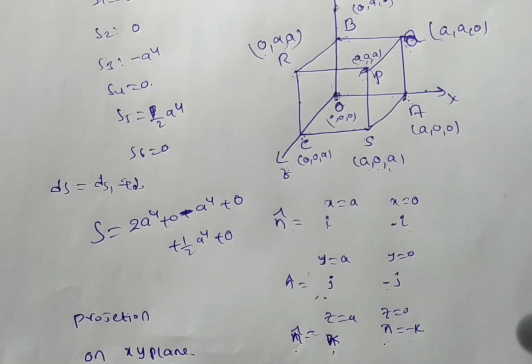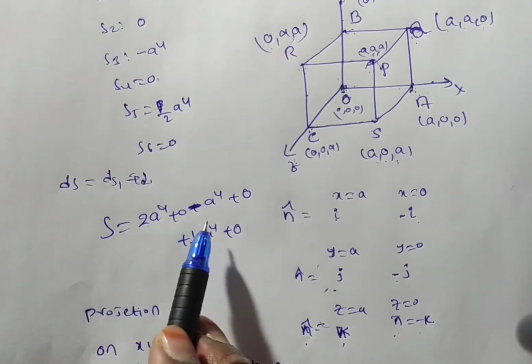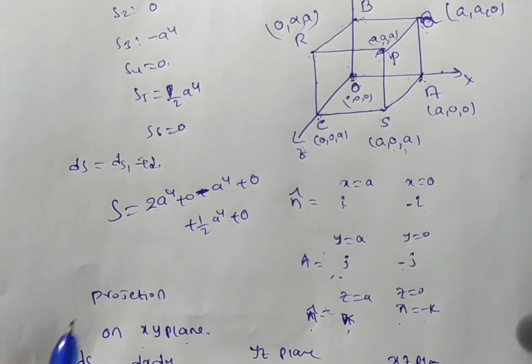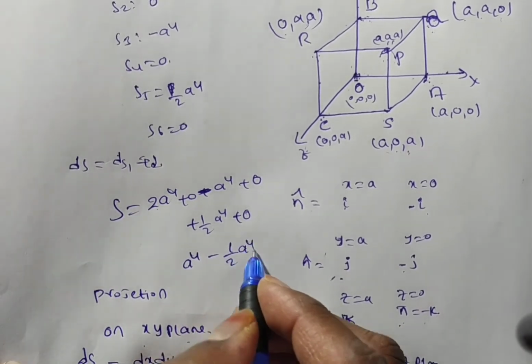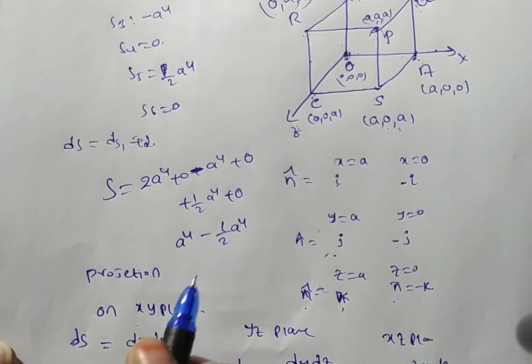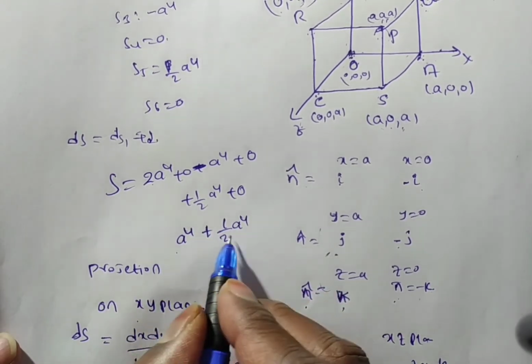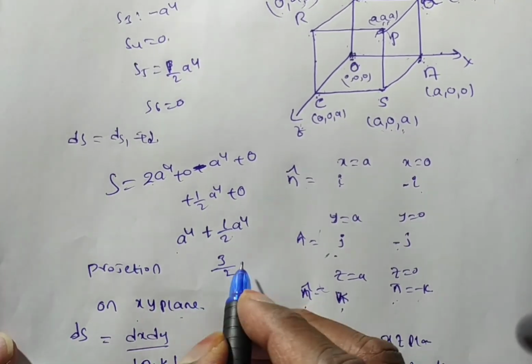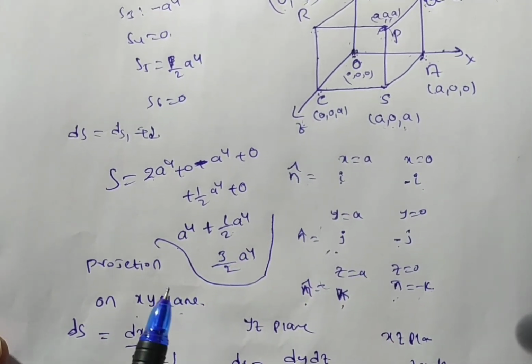Okay? Is it clear for everyone or not? Now what will you have here? You see, this is minus a power 4, so it is a to the power of 4 minus 1 by 2 times a to the power of 4. Okay, in this case, sorry, this is plus 1 by 2 times a power 4. 1 plus half is nothing but 1 and a half, that is 3 by 2 a to the power of 4 is the surface value. Is it clear for everyone?